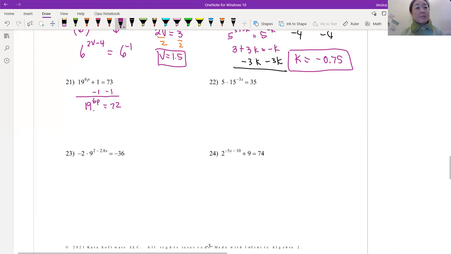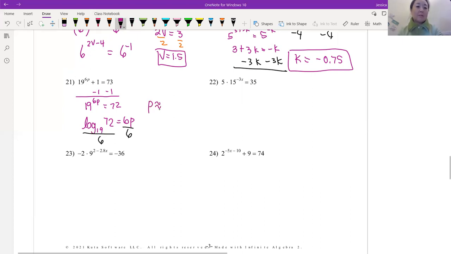And so what I'm going to do is, ooh, logs. I can do logs. So let's change this to logs. We're going to go log base 19 of the argument, which is 72, is equal to 6p. I can do this. All right. And then I know that once I get this part, if I divide this by 6, that'll give me the answer. So here we go.